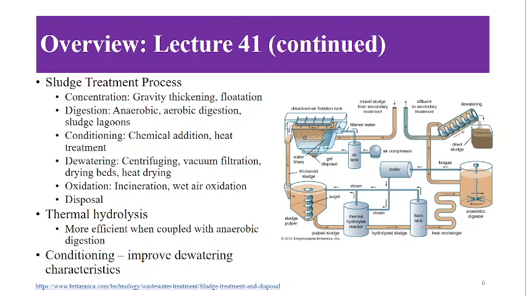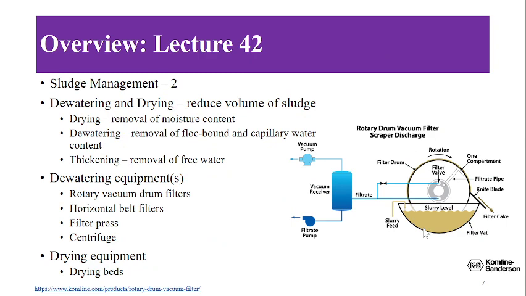Next, in sludge management, in lecture 42, we saw the dewatering and drying. These are mainly used to reduce the volume of the sludge, because sludge can be of very high volumes, and if you need to dispose of it, one way is to reduce the water content which is present there. Drying is basically removing the moisture content. Dewatering is the removal of the floc-bound or capillary water content.